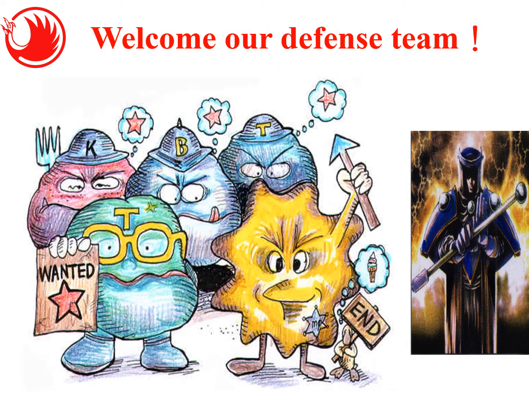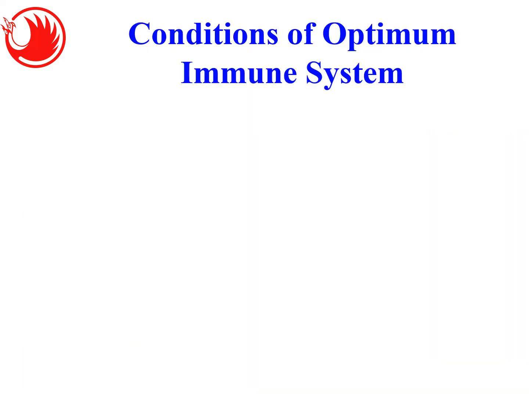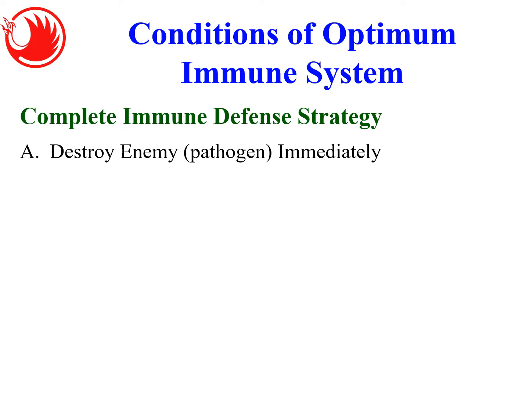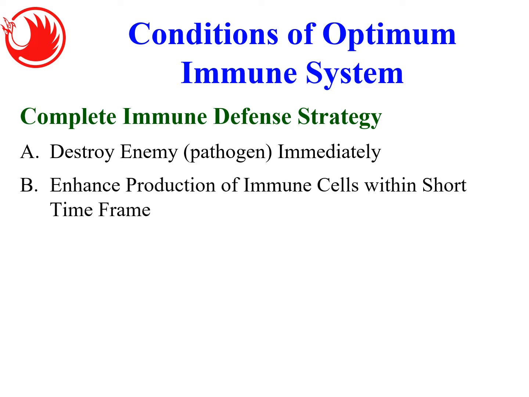Okay, so that's what we want. We want our immune system to win the war every time. How do we make the immune system win the war every time? That's the key. How do we have an optimal immune system? Destroy the pathogen immediately. That's how the first line works.